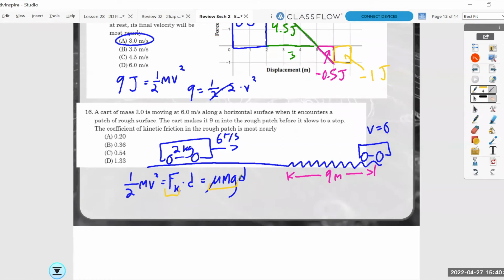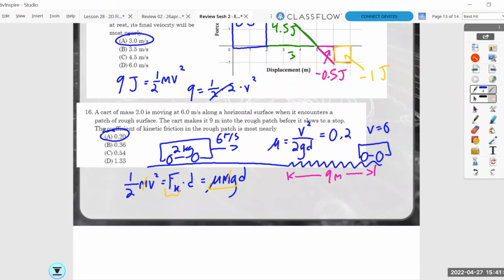And now we can do a little bit of solution. We can get rid of our m's. And what we find here is, let's see, mu is going to be v squared over, I'm going to divide by these things, 2gd. V squared over 2gd. Of course, if you're given the mass, you could always calculate everything out perfectly. 6 squared divided by 20 times 9. And in this case, I get a mu of.